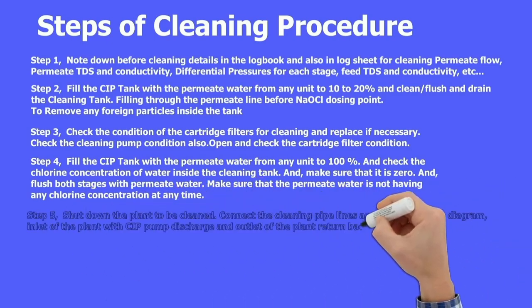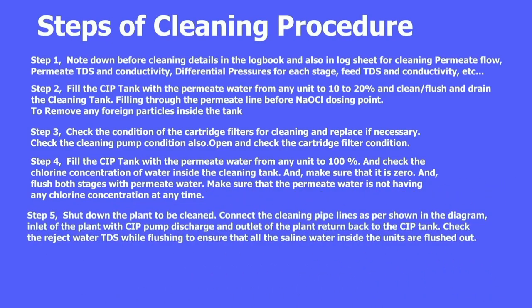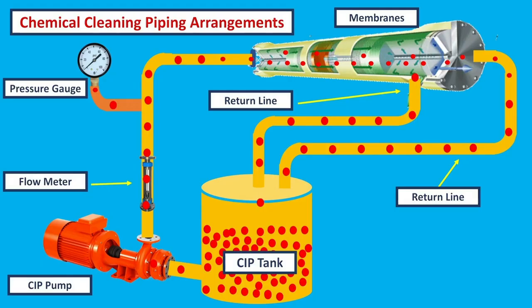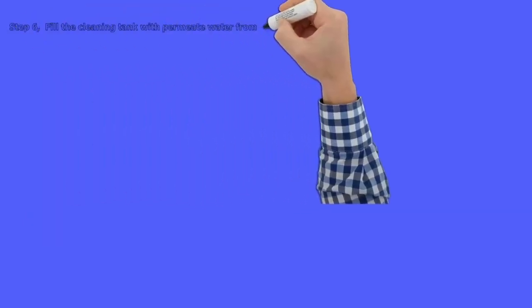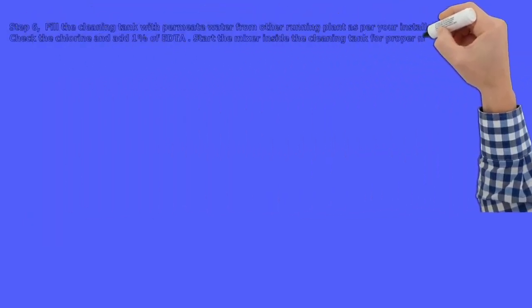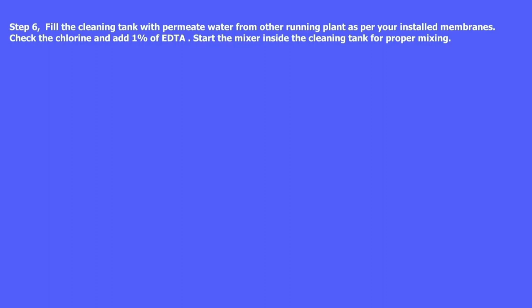Step 5, shut down the plant to be cleaned. Connect the cleaning pipelines as shown in the diagram: the inlet of the plant with the CIP pump discharge, and the outlet of the plant returning back to the CIP tank. Check the reject water TDS while flushing to ensure that all the saline water inside the units is flushed out. Step 6, fill the cleaning tank with permeate water from another running plant as per your installed membranes.